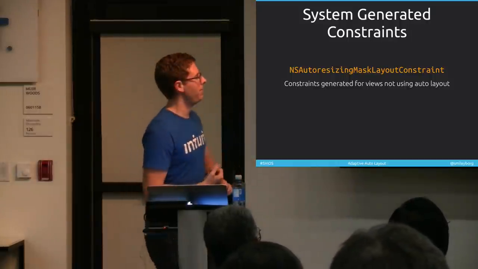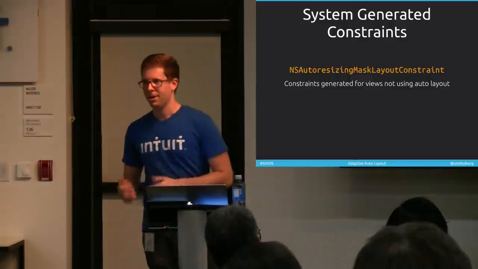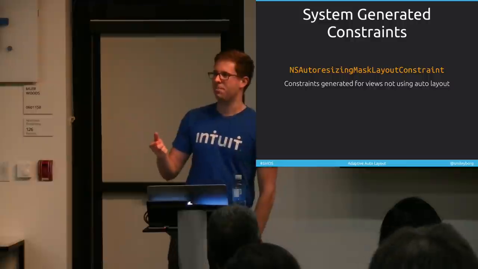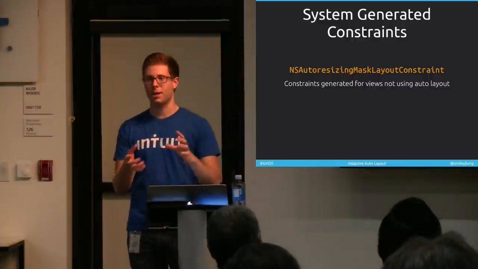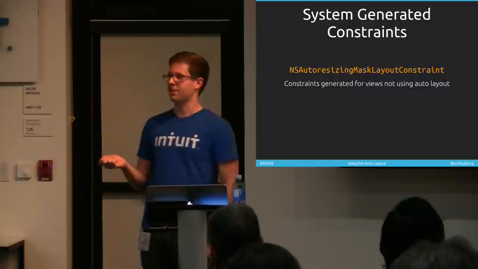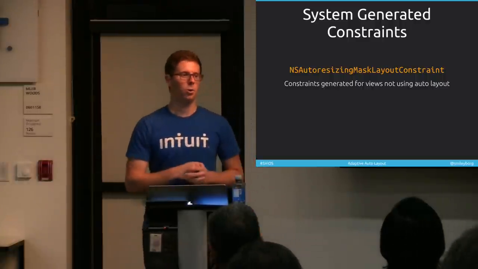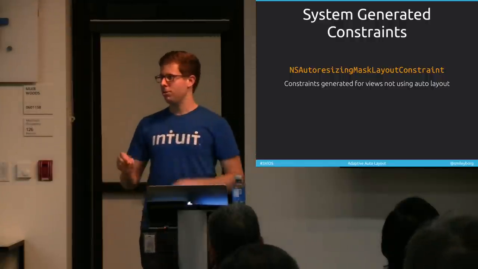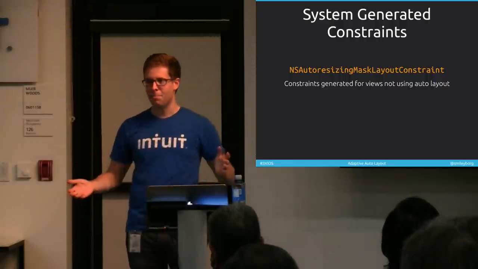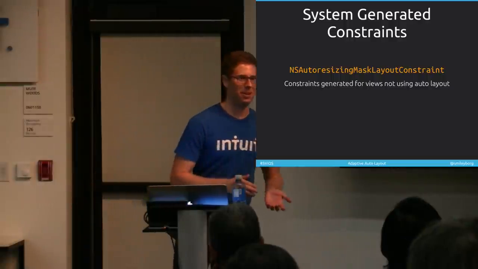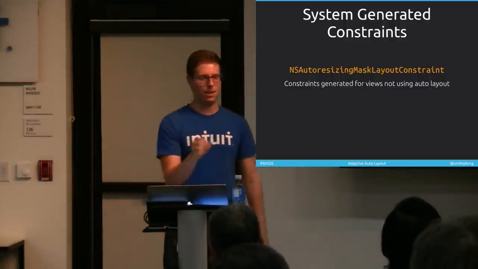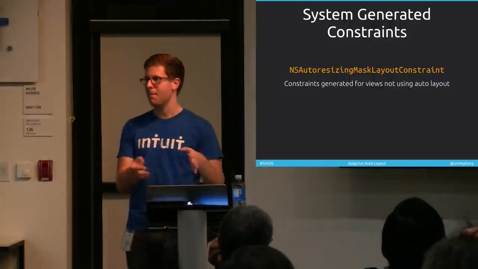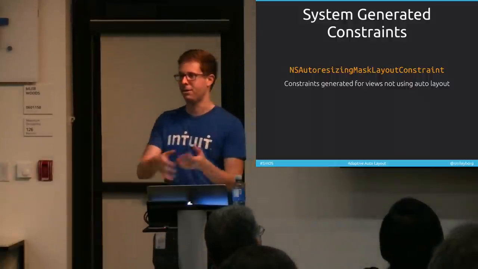These are constraints that are generated for views that are not using auto layout. And what I mean by not using auto layout are views that aren't actually being set via constraints. Their layout's not specified via constraints. It's typically specified via the frame directly, or springs and struts, the autoresizing mask. Once you use auto layout for one view in your entire app, every view uses auto layout, even if you don't think so. And the way that happens is that the system automatically generates constraints to translate the autoresizing mask and the frame into the auto layout world, right?